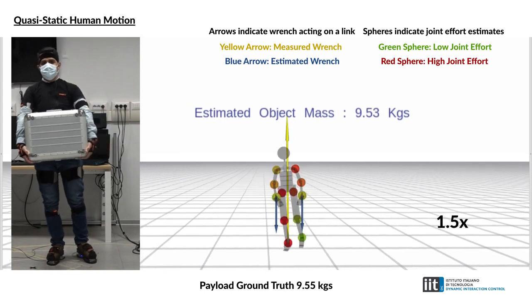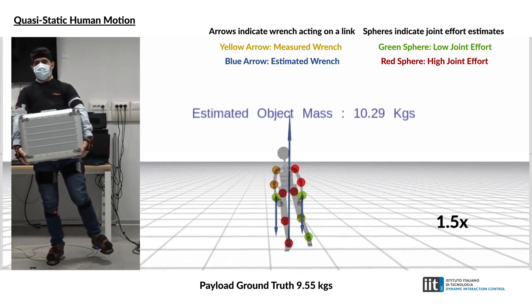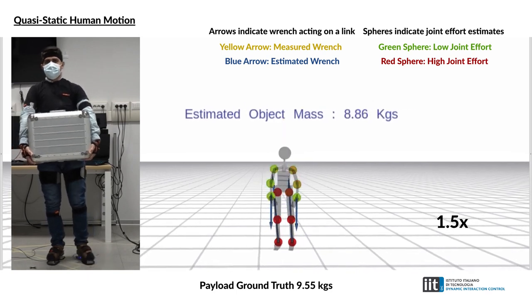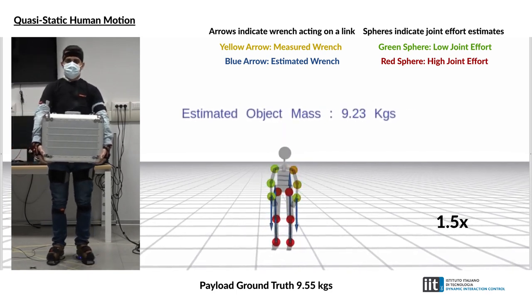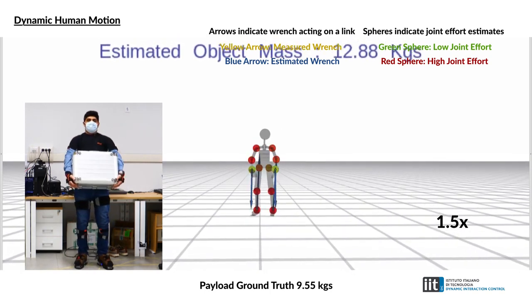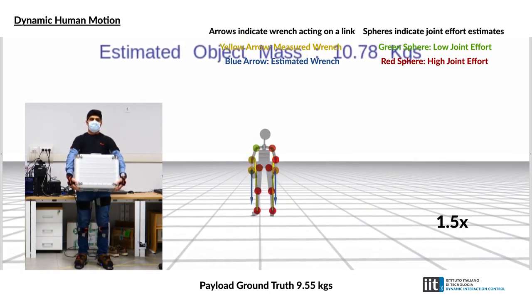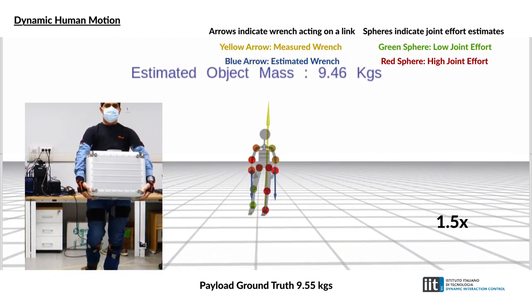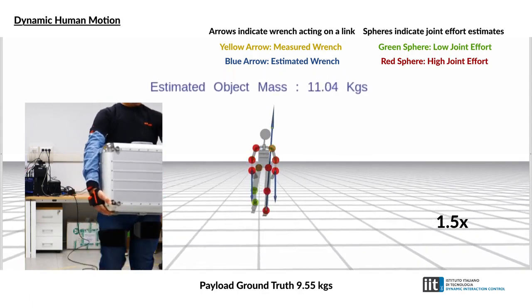Articular stress is indicated qualitatively through spheres displayed at the joint locations. Green color indicates a low articular stress value, while red color indicates a high articular stress value. Interaction wrench acting on various links of the subject model are indicated qualitatively through the arrows. Yellow colored arrows indicate the wrench measured through direct force torque measurements, while blue colored arrows indicate estimated wrench acting on the subject.